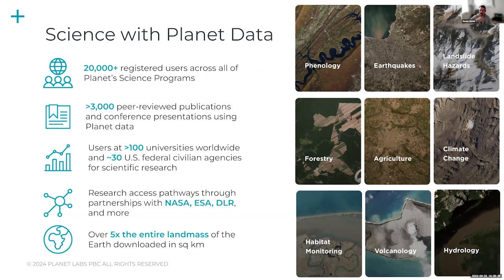Kind of zooming out, looking at the science programs more broadly speaking, we have about 20,000 users across all of our science programs. We have well over 3,000 peer-reviewed publications at this point in time, which is just really exciting. It's a huge testament to the integrity of our data and the excitement around folks wanting to use that. We actually have users at over 100 universities. I would say well over 500 universities, but we work directly with around 100 universities worldwide. And then we also have engagements with around 30 different US federal agencies for scientific purposes.